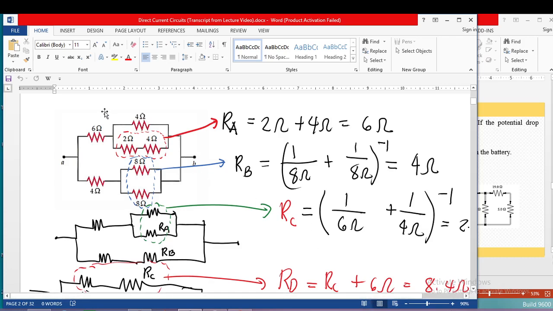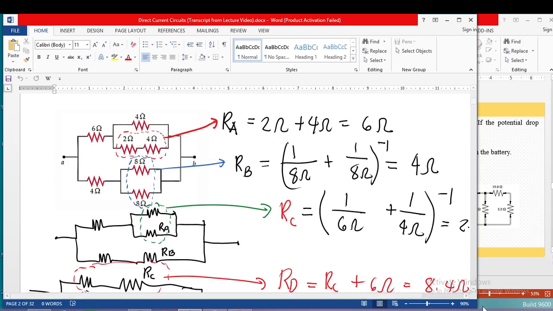So first, we start with 2 ohms and 4 ohms. They are in series, basically there is no junction here. So we can find the equivalent resistance of these two resistors in series as RA. So we have 2 ohms plus 4 ohms, that is equal to 6 ohms. And then we have to combine this RA together with the 4 ohms, because 4 ohms and RA here can be in parallel.